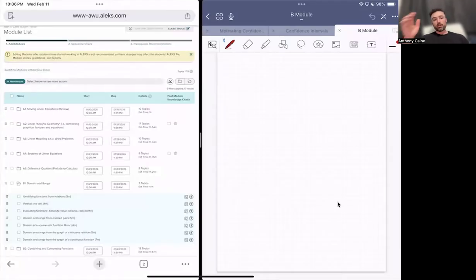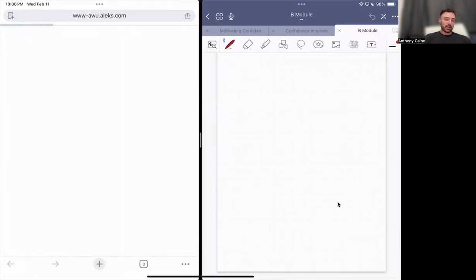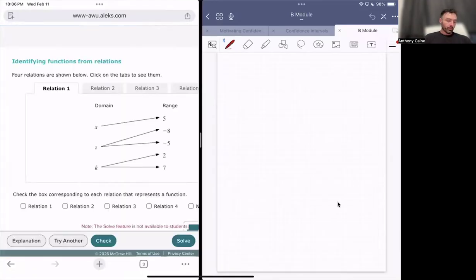All right, so I just want to run through the different module stuff. Here's what you're going to see in your B1 module. The first thing is identifying functions from relations, and this is the type of question that it would look like.